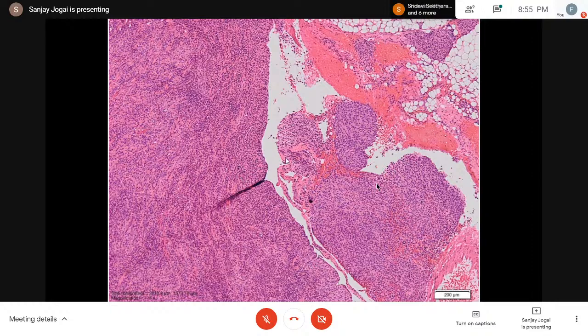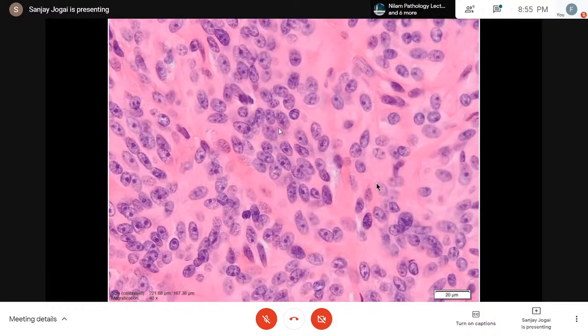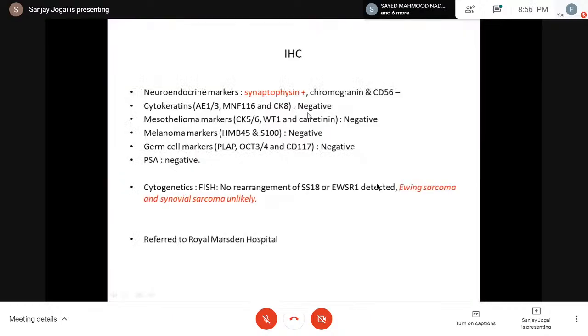So, completely replaced. And when you look on a high power, they are sort of ovoid nuclei with prominent nucleoli. See, like that. So clearly it is definitely more worrying, and my tumourlet was clearly out of the window by now. This is not tumourlet, and we can't explain that in the lymph node obviously. So anyway, did a full panel of immunohistochemistry. Summarizing it, it was only synaptophysin positive, negative for cytokeratins, mesothelioma, melanoma, germ cells, PSA, everything negative. I thought, is it an odd one? Shall we send it for FISH for synovial sarcoma? Sent that as well. Negative.